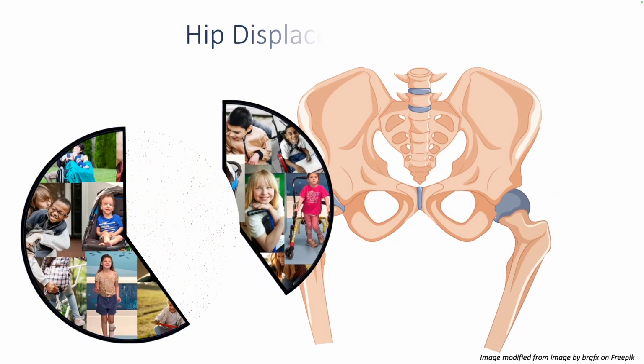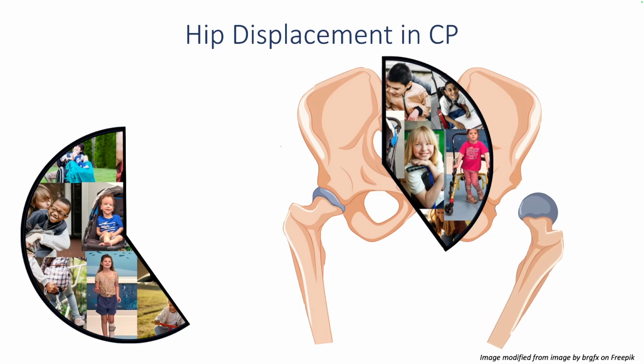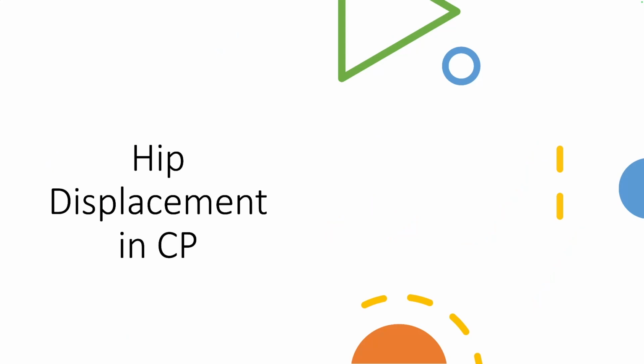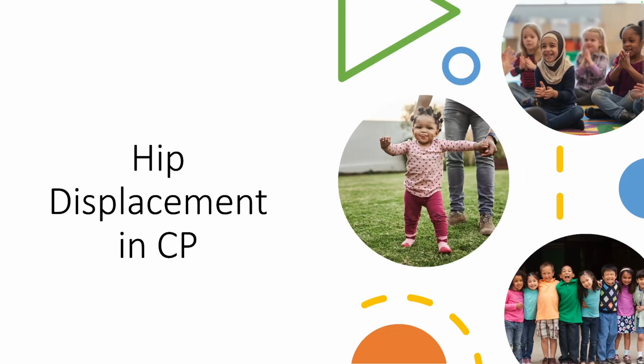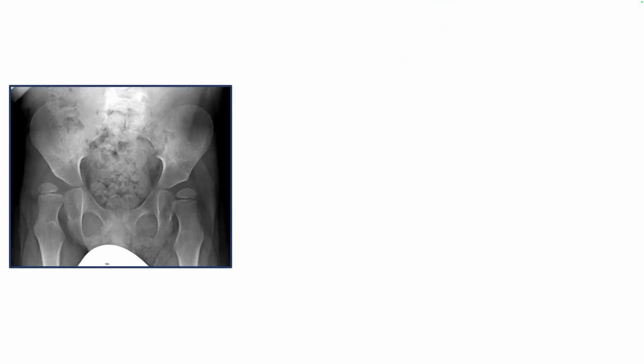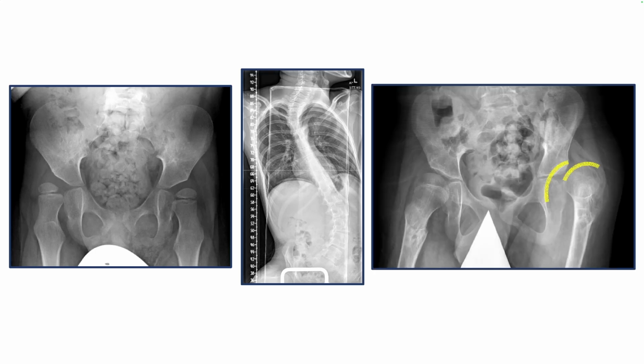Of all children with CP, more than 1/3 will develop significant hip displacement as they grow. Hip displacement can impair the way children sit, stand, and walk. Aside from abnormal growth and development of the hips, the displaced hips can drive spinal deformity, and most displaced hips are or will become painful.